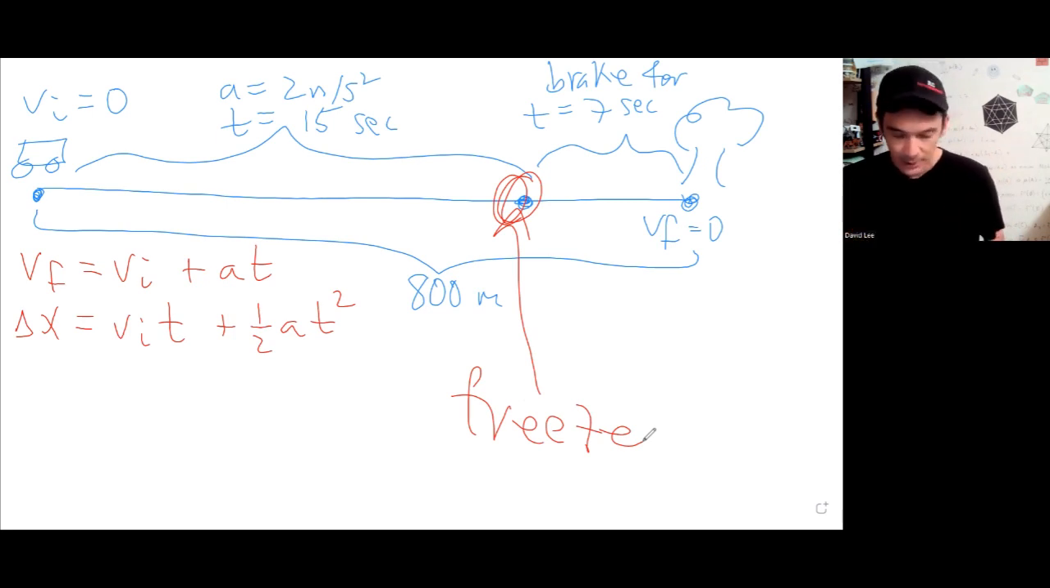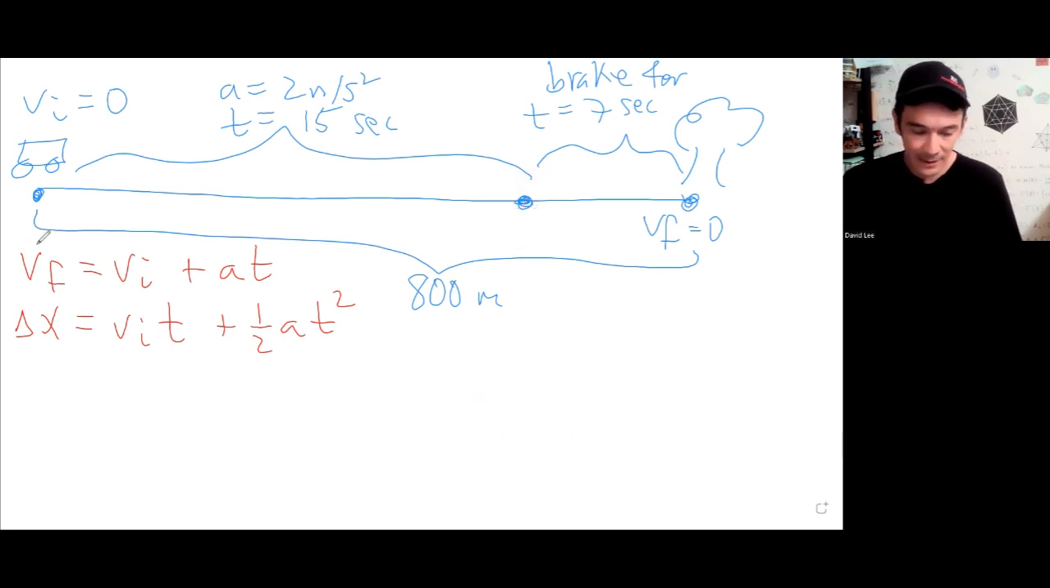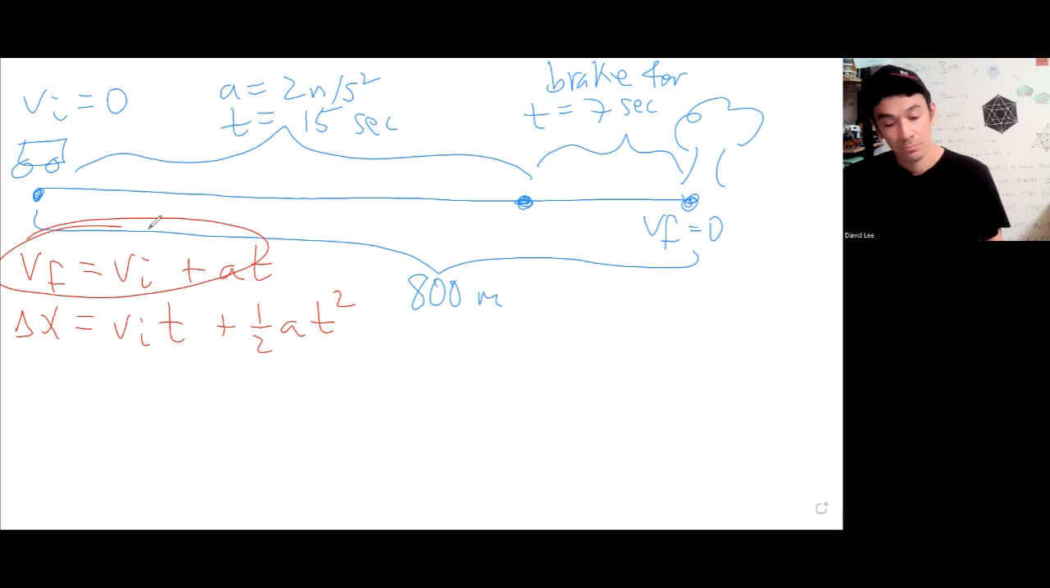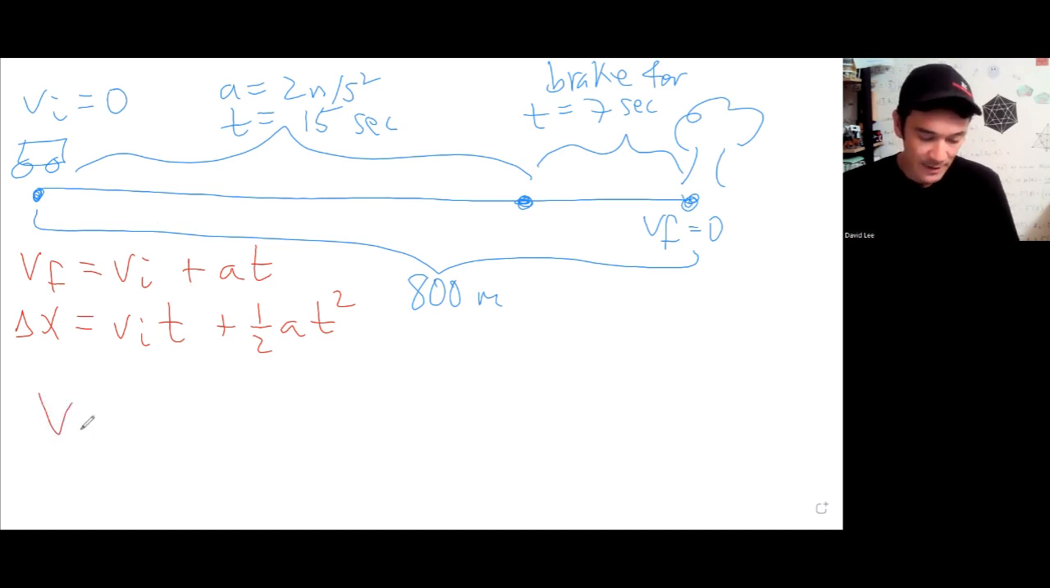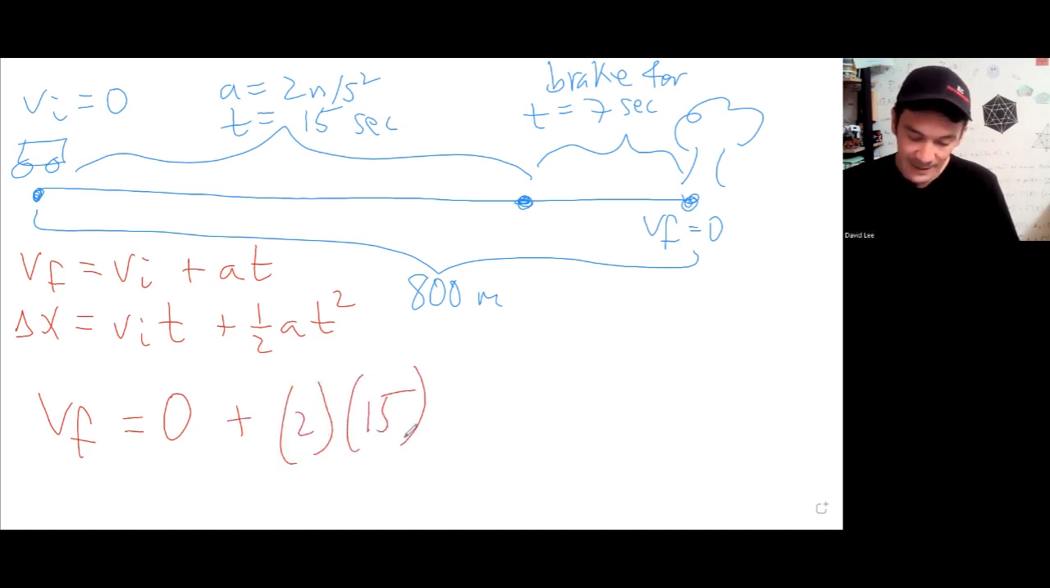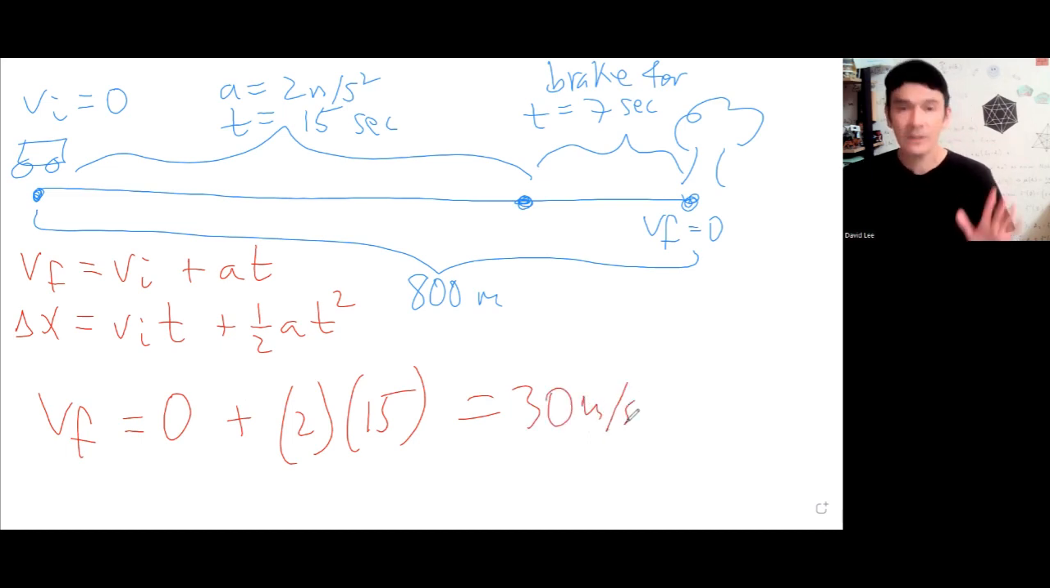Let's find out. To do that, how about we use this first equation there, right? Let's use that first equation for the first part of this trip. So final velocity, we don't know. Initial velocity was 0. The acceleration was 2. And the time was 15. So that's going to give you 30 meters per second. That's a velocity, 30 meters per second.